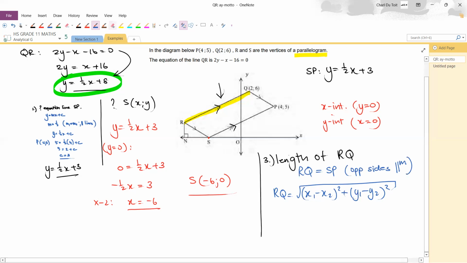Now, that means I don't have to get RQ's length. I only need to get SP's length. And SP, I've got 2 coordinates. I just got the coordinate of S. So now I can fill in those values.